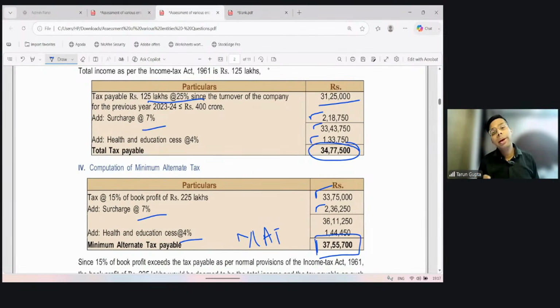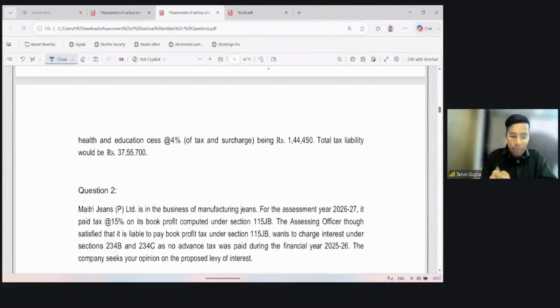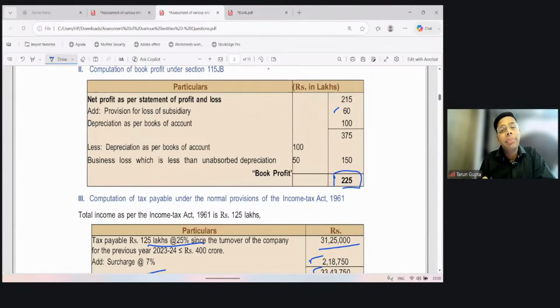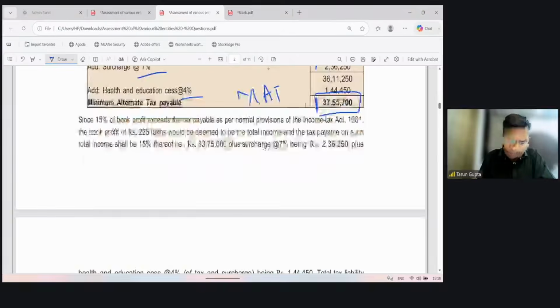But since the company is paying the higher amount under the MAT, it shall be eligible for a MAT credit of an amount equal to this 37 lakh 55,700 minus the tax under normal provisions, 34 lakh 77,500. Clear? So the company shall be liable to pay 37 lakh 55,700 as tax payable, and the book profit of 225 lakh shall be treated as the total income of the company for this year. Okay.